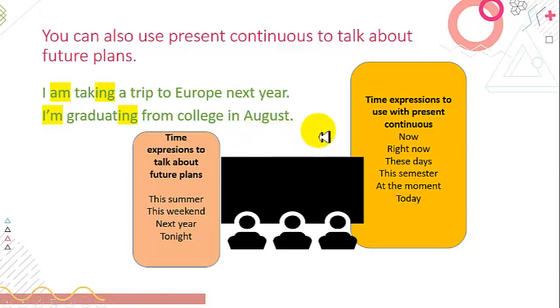So we will need to be careful when using time expressions, because time expressions are extremely important to let people know about when you're talking. So time expressions to talk about future plans: this summer, this weekend, next year, tonight. Or time expressions to use with present continuous when you are talking about around now: now, right now, these days, this semester, at the moment, today.